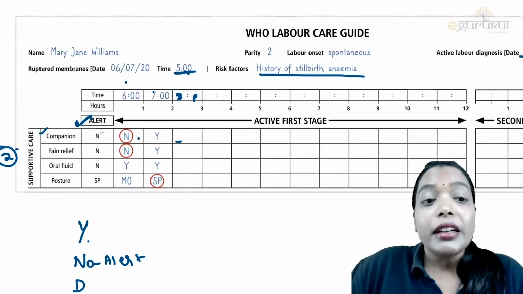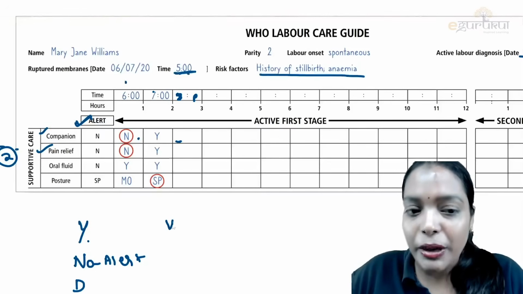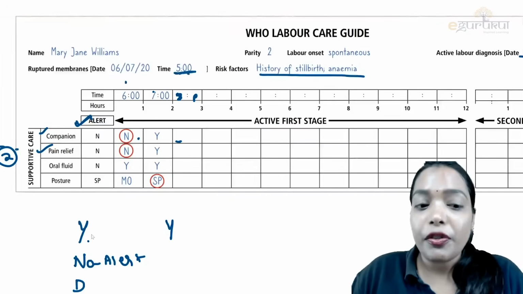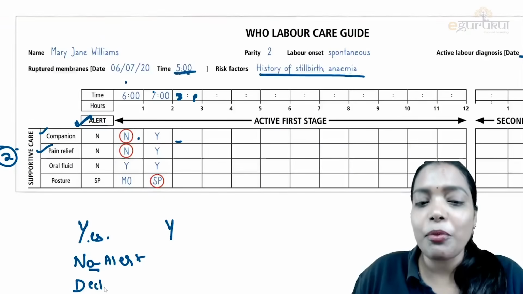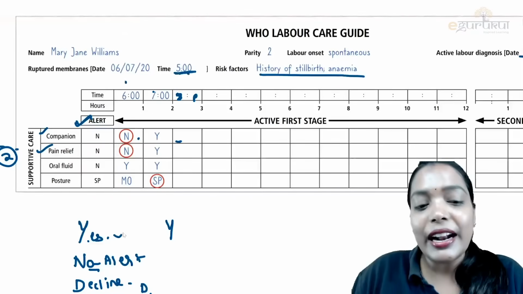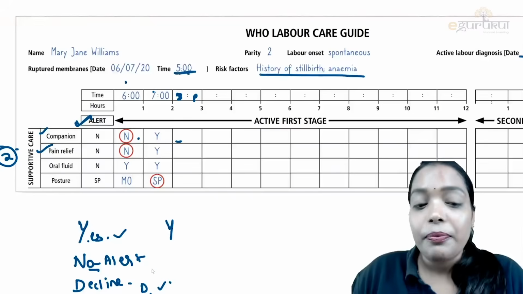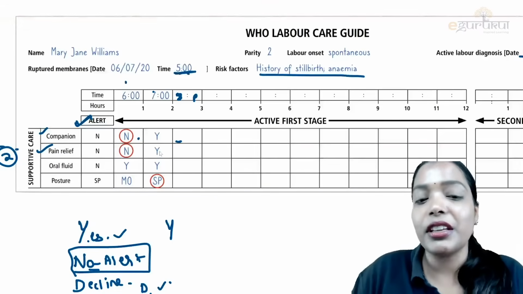Next is pain relief. If you have given the pain relief, write yes. If you have not given the pain relief, no. If she declines, if she tells you I'm okay, I don't want any pain relief, D. Yes and D are not alert signs, but N is an alert sign. So you have to offer and you have to give her the pain relief. If you have not given, give her.